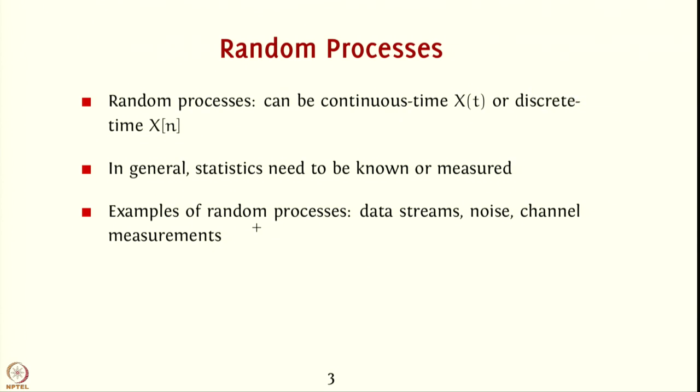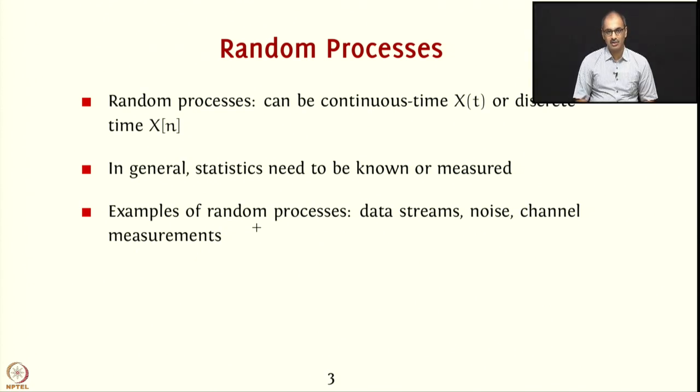As we just discussed, random processes can either be continuous time, that is x of t, or discrete time, that is x of n. To keep consistent with the common literature, whenever we have continuous time processes, we will be using the parenthesis notation, and generally the variable will be t, while whenever we have discrete time processes, we will use the square bracket notation and stick to n as our time index.